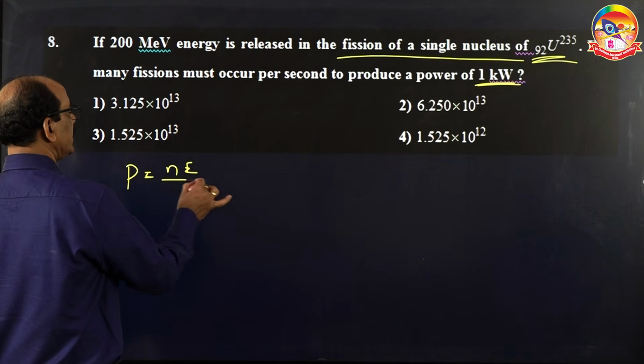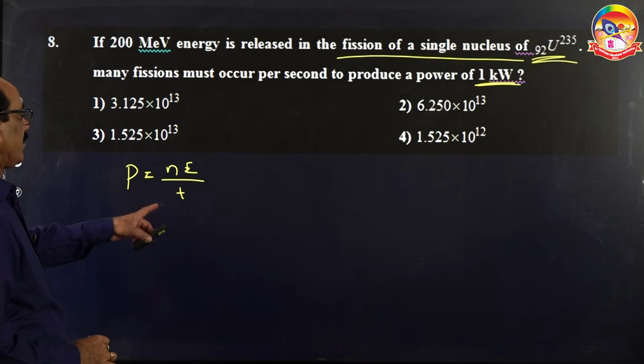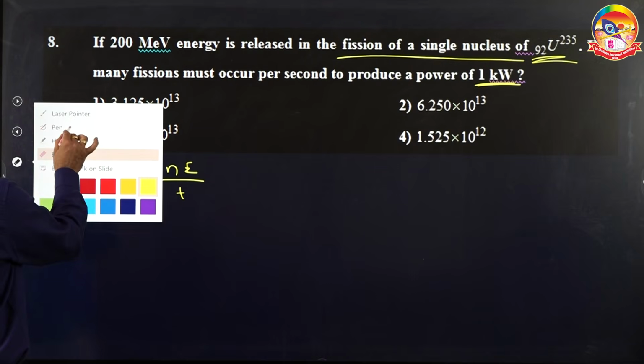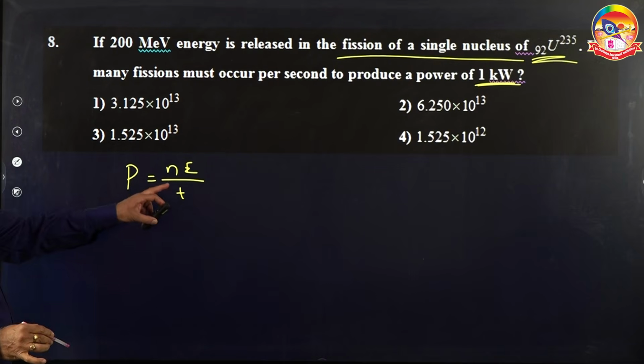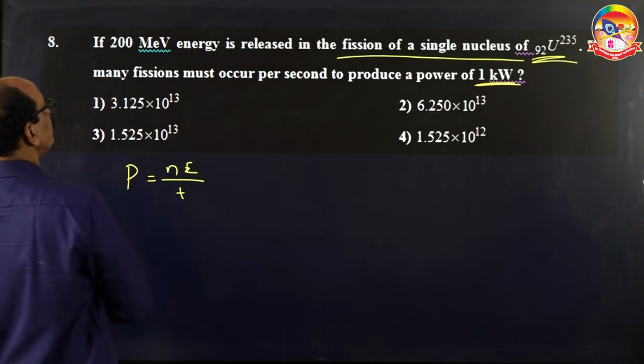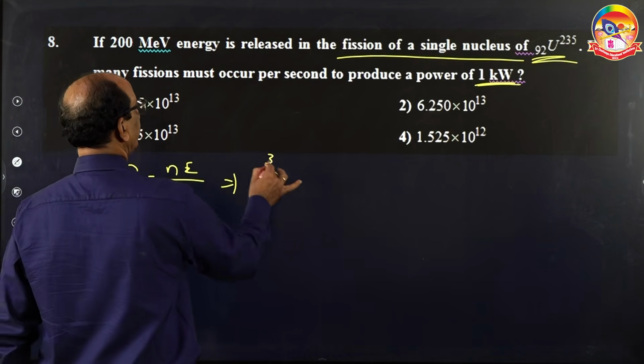the energy released in each fission is the total energy released, and the time taken for this process to take place is T. Then we can say the power of the reactor is given by the number of fissions times the energy released in each fission divided by the time taken. So, here power is given to be 1 kilowatt.